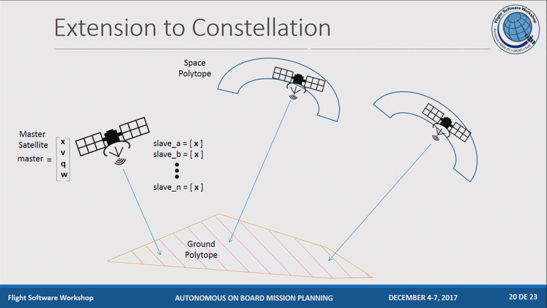The idea is to have the master satellite has the least amount of information with respect to the other satellites to maintain the configuration. It's not important the absolute configuration, just the relative configuration for our needs. We will extend then the idea for absolute configuration. The space polytope is created from each satellite that should be involved in the constellation. Next slide, please.